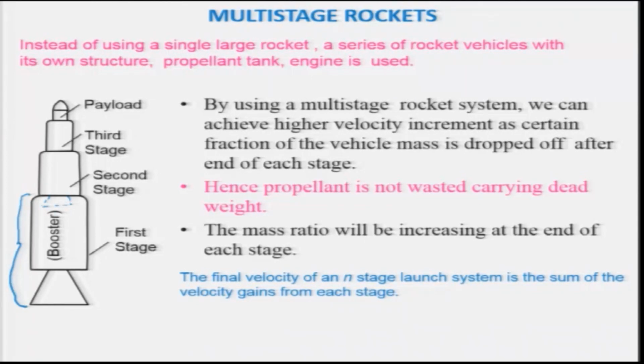The final velocity of an nth stage of a space vehicle is the sum of the velocity gains from each stage. That can be written mathematically as delta V_t, the total velocity increment, is equal to delta V_1 plus delta V_2 plus delta V_3 and so on till delta V_n, and that is basically the summation of delta V_i, where i is equal to 1 to n, and n is the number of stages.